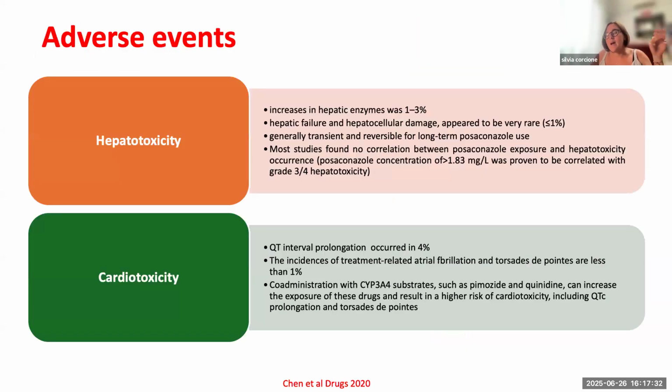Regarding adverse events, we have to take into account hepatotoxicity, which is quite low. 1 to 3% of patients may have an increase in hepatic enzymes, but we have to stress that so far there is no correlation between posaconazole exposure and hepatotoxicity. Maybe a posaconazole plasma level above 1.83 may be correlated with hepatotoxicity, but there is no data so far that supports this strong relationship.